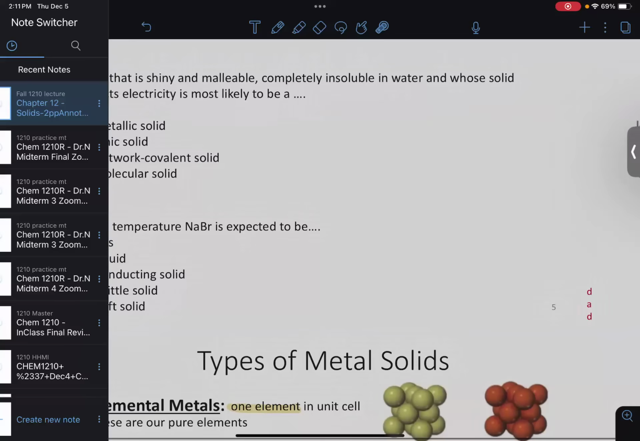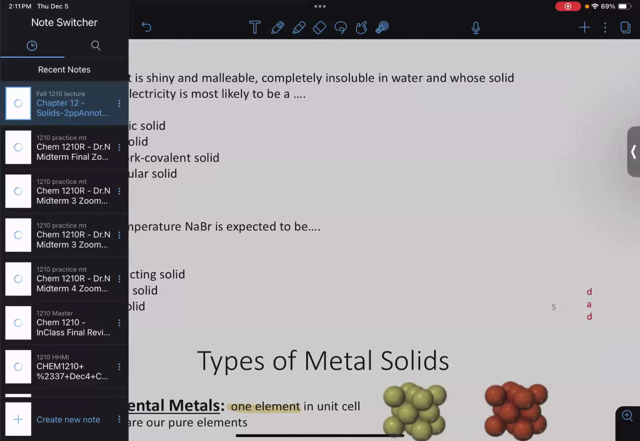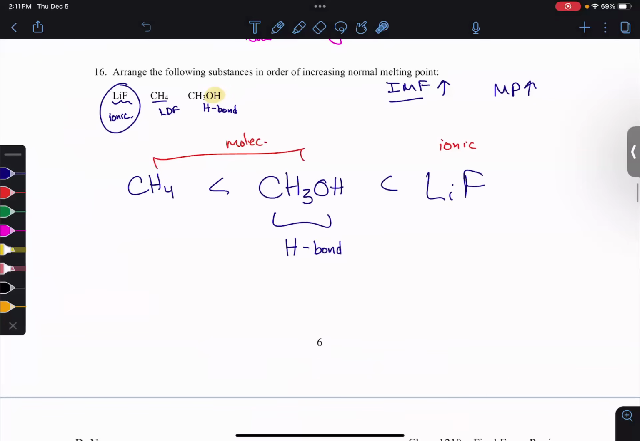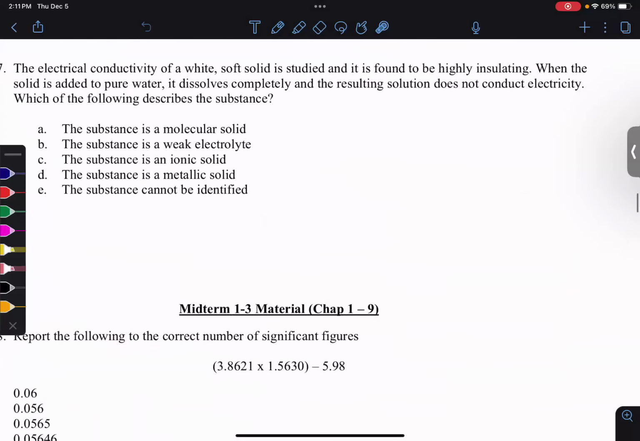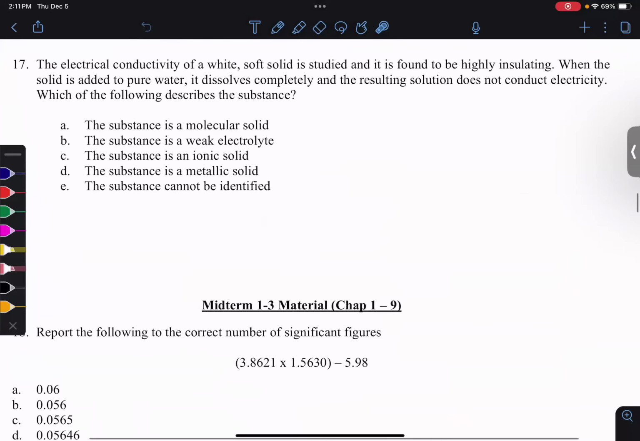All right, let's go back to the packet, but I hope that clarifies those properties. Okay, so here's the last one, and then we're done with new stuff, and then we can do old stuff.